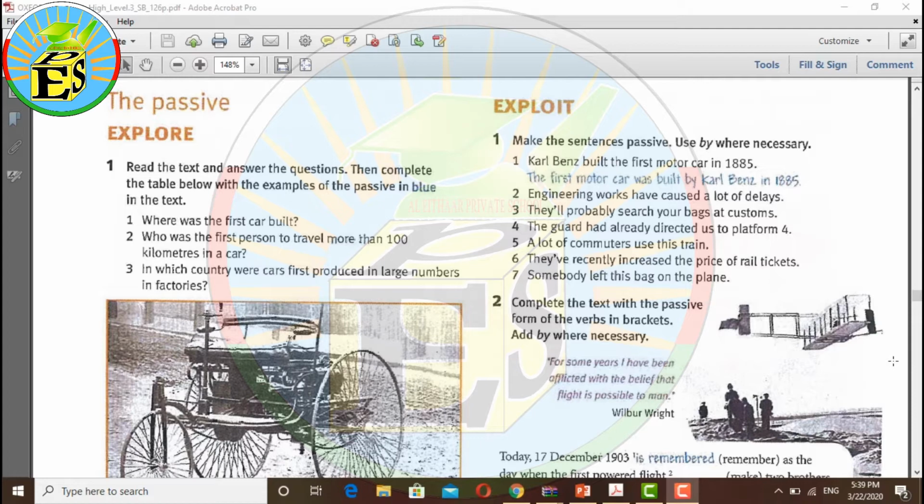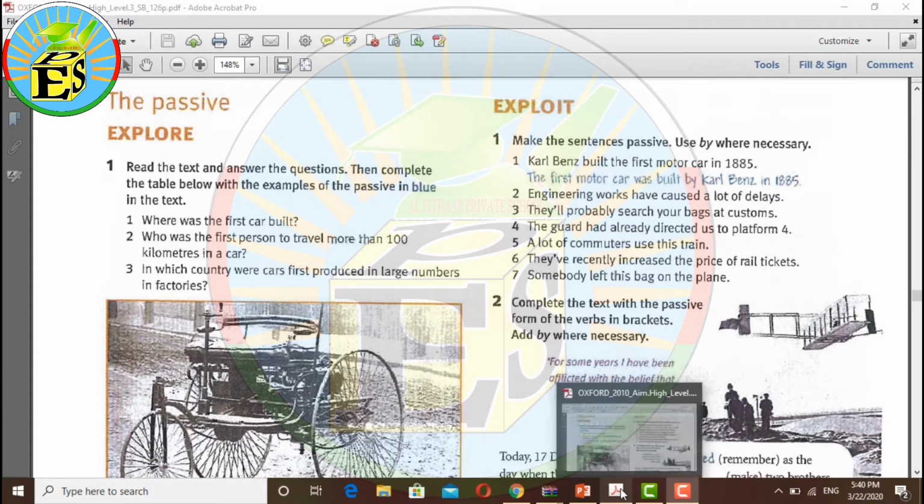The active voice is the sentence that starts with the subject. Each sentence in English has subject, verb, and object. When I start with the subject, the sentence will be active voice. When I want to start with the object, I will change this sentence from active to passive. The passive starts with object, verb, and by, and then I will tell the subject.